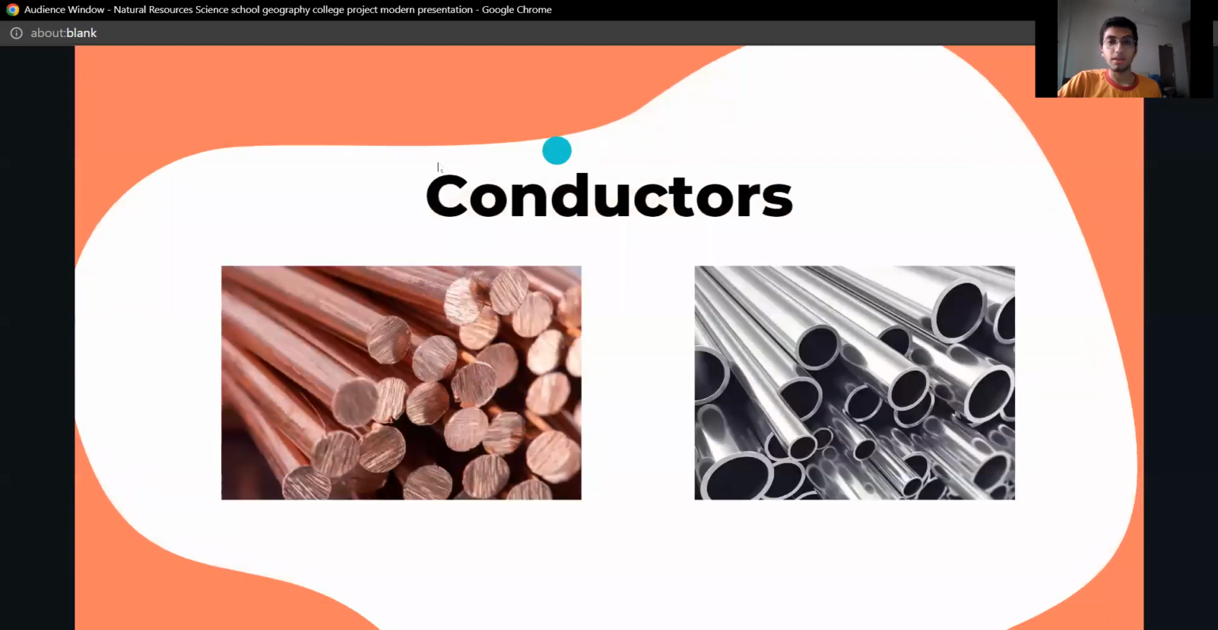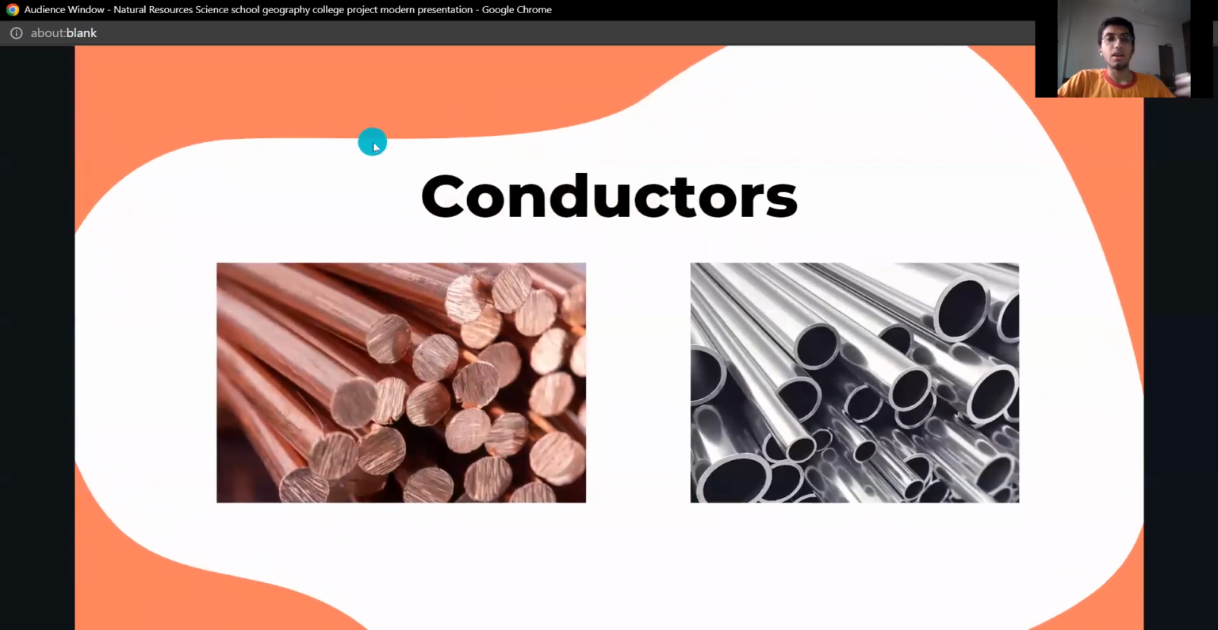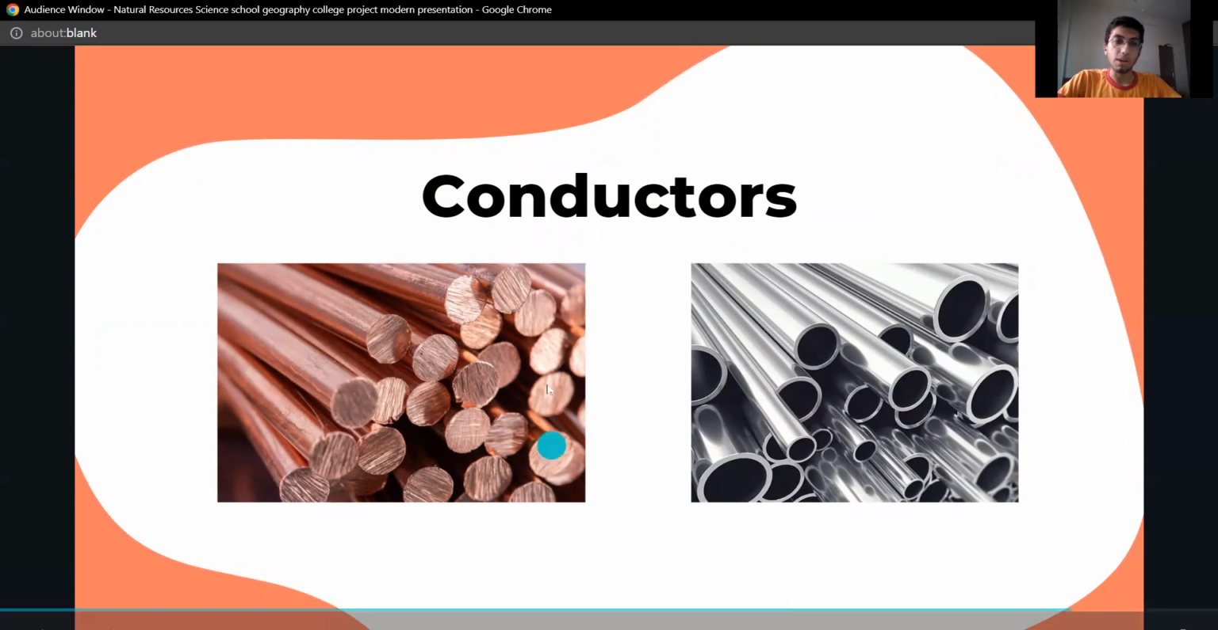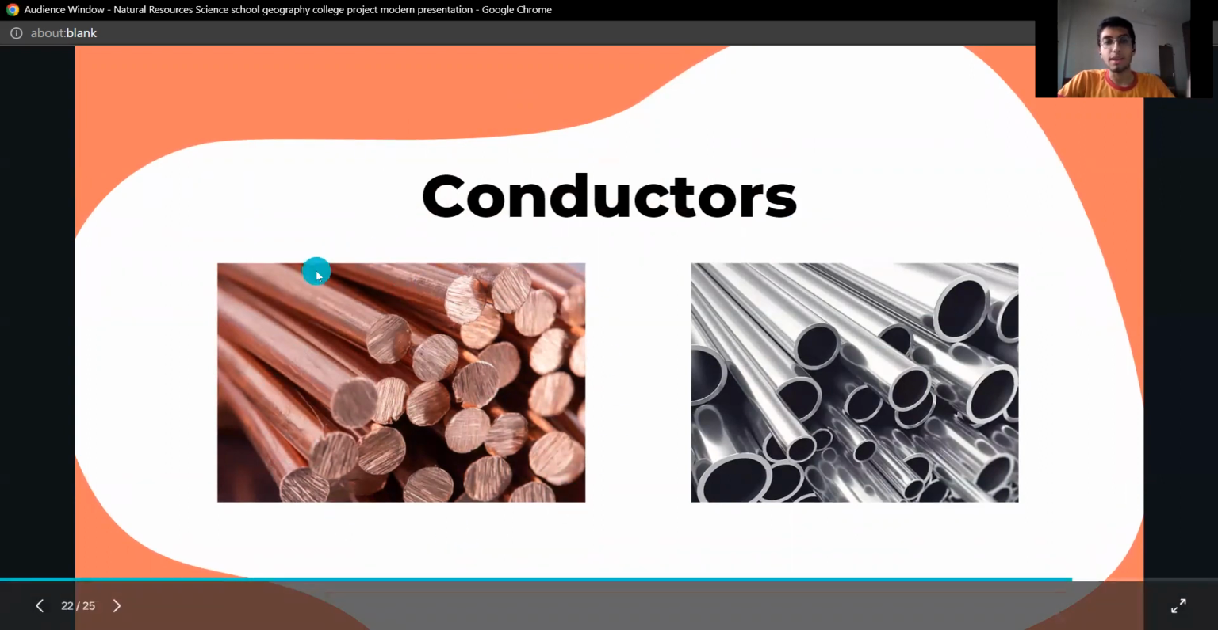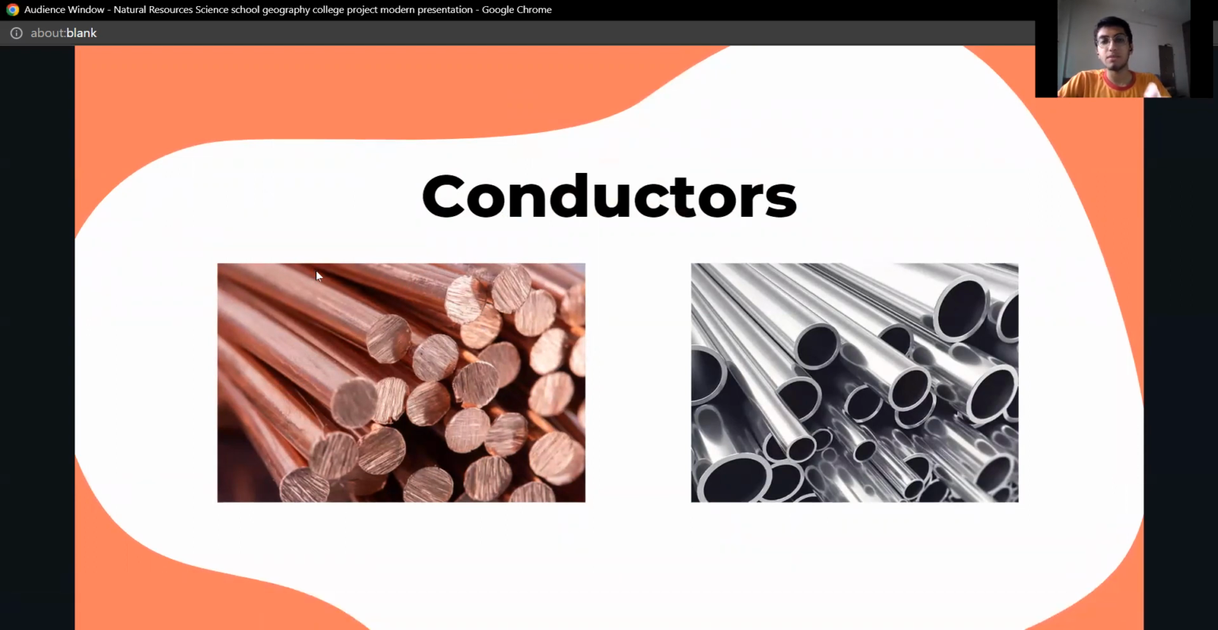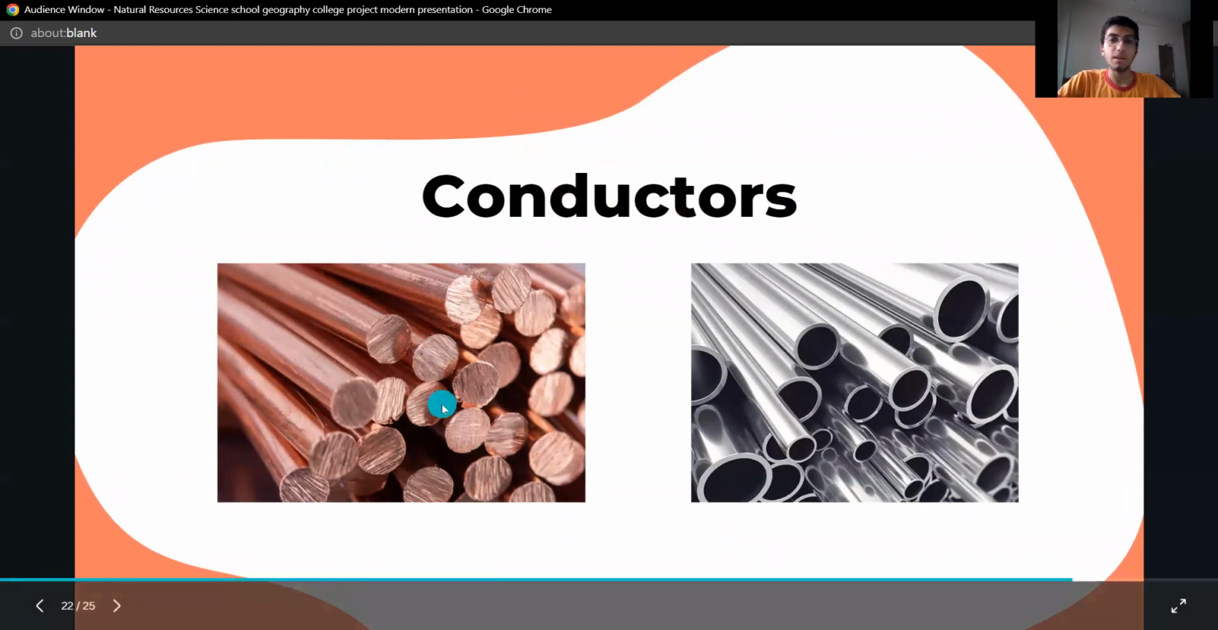Now, conductors are the substances or the elements which can conduct electricity or which can allow the flow of current through them. And one of the main examples are the copper wires. As you can see, our house wiring, our circuits are made by these copper wires, and also aluminium, iron, all these metals conduct electricity through them. So that is why they are termed as conductors.